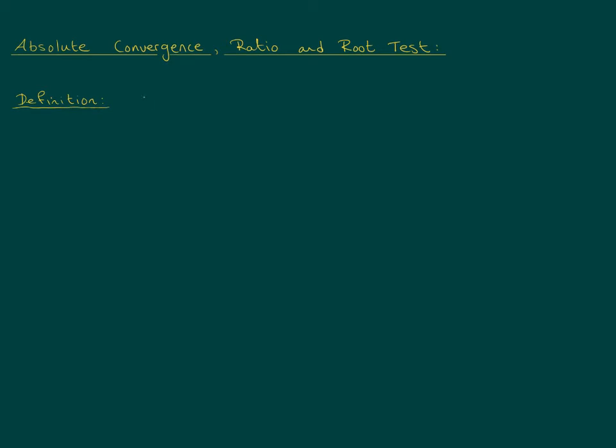The series sum a_n is called absolutely convergent if the series sum of the absolute value of a_n converges. This is the definition of absolutely convergent. So you look at the series, and then you look at the corresponding series where you take the absolute values of all the a_n instead.